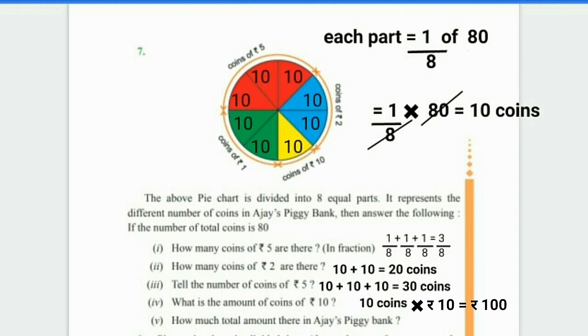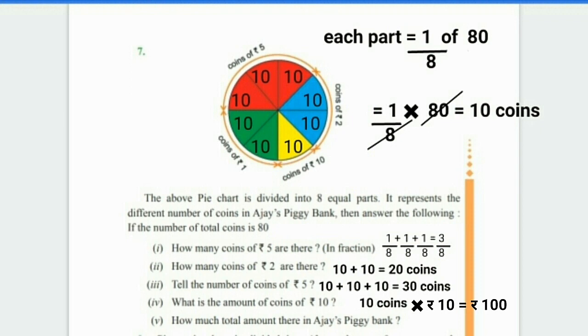First, how many coins of rupees 5 are there in fraction? You can see number of coins of rupees 5 represented in red color. So here 1 by 8 plus 1 by 8 plus 1 by 8, which is equal to 3 by 8 fraction. Second, how many coins of rupees 2 are there? You can see coins of rupees 2 represented by blue colors. Here we have two parts. 10 plus 10 is equal to 20 coins.